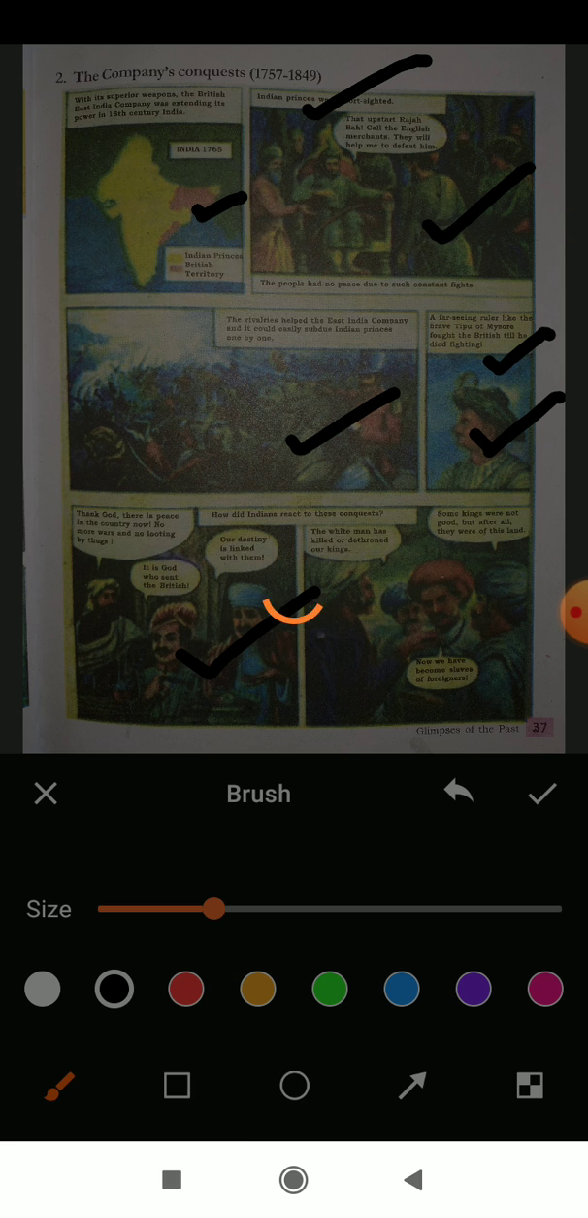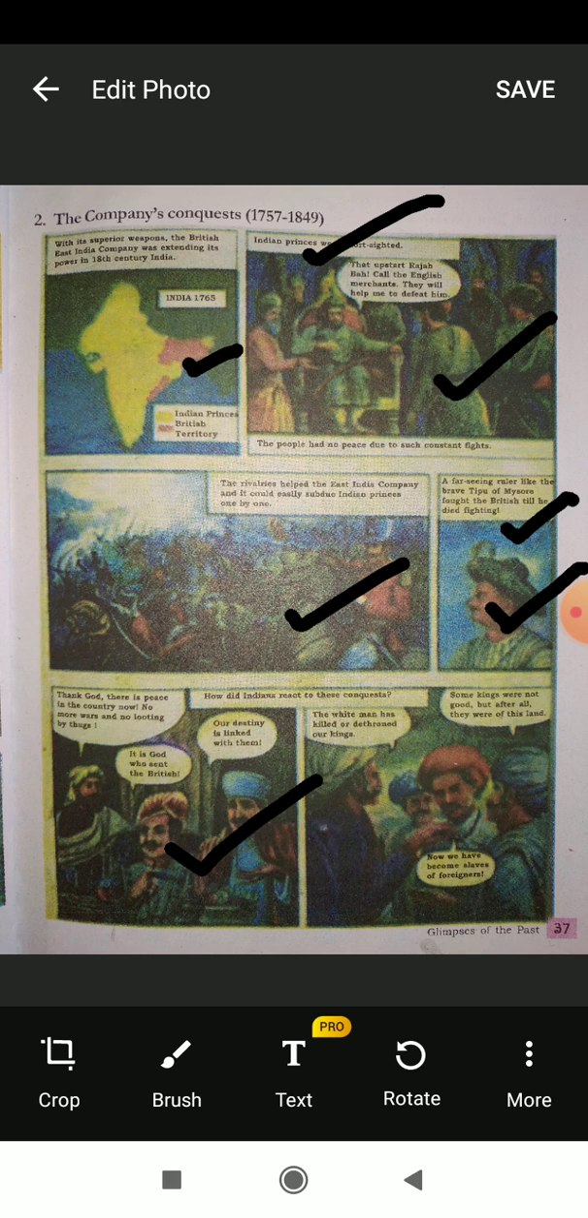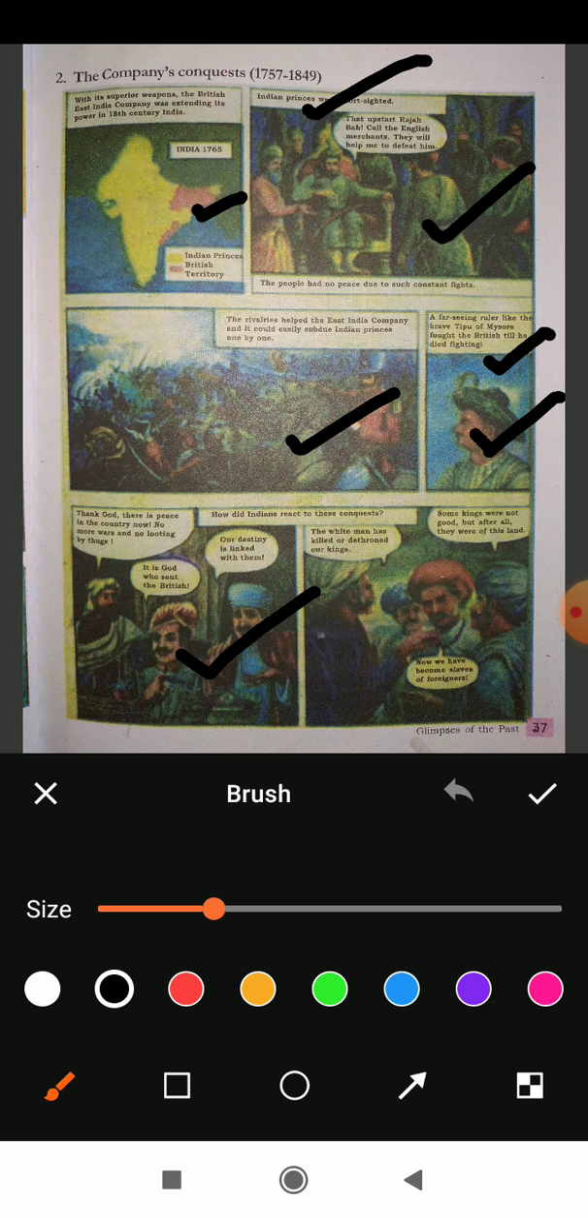Thank God there is peace in the country now. No more wars and no looting by thugs. So they are thinking like this. And another guy, what is he thinking? It is God who sent the Britisher. And another one, what is he thinking here? Our destiny is linked with them. See what they are thinking.